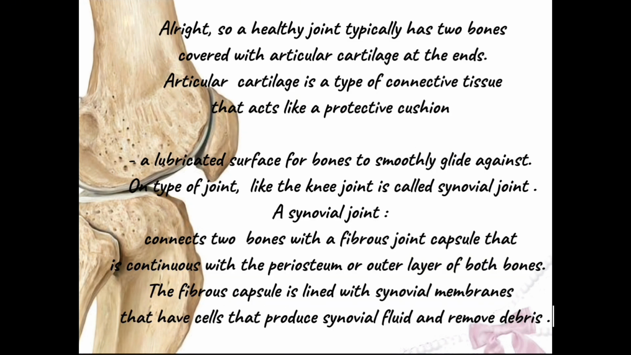Alright, so a healthy joint typically has two bones covered with articular cartilage at the ends. Articular cartilage is a type of connective tissue that acts like a protective cushion, a lubricated surface for bones to smoothly glide against. One type of joint, like the knee joint, is called a synovial joint. A synovial joint connects two bones with a fibrous joint capsule that is continuous with the periosteum, or outer layer, of both bones. The fibrous capsule is lined with synovial membranes that have cells that produce synovial fluid and remove debris.